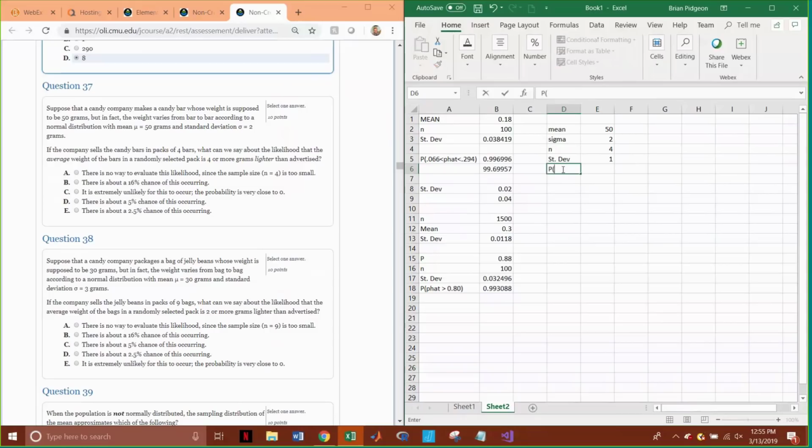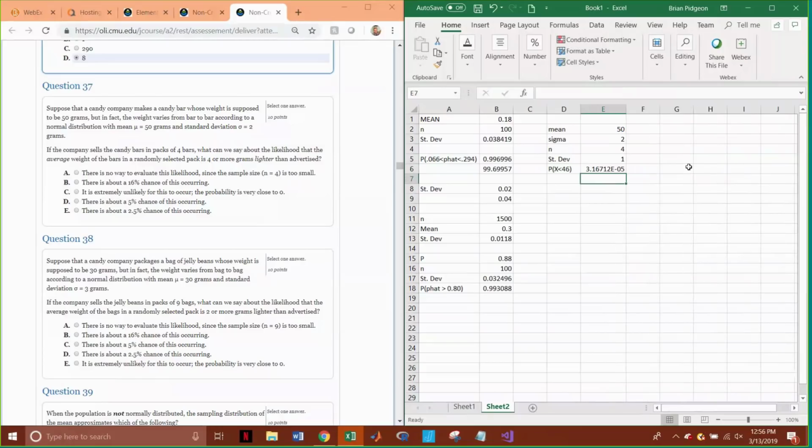So we want to know, what's the probability that the average weight of the bars in a sample of 4 is 4 or more grams lighter? Well, if they're advertised at being 50, 4 grams lighter is 46, but we're saying more than 4 grams lighter, so 46 or less. Because the population is normal in this case, the sampling distribution is normal, even though the sample size is small. So NORM.DIST, 46, the mean is 50, the standard deviation is the one we calculated, not the population standard deviation but the sampling distribution standard deviation, comma 1. And you're going to get something really, really small.